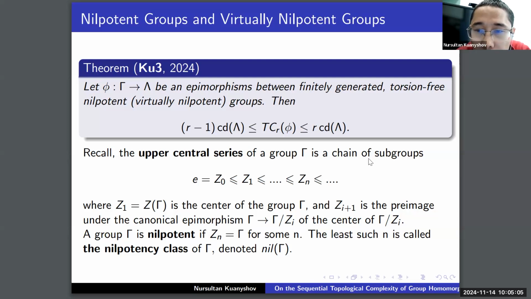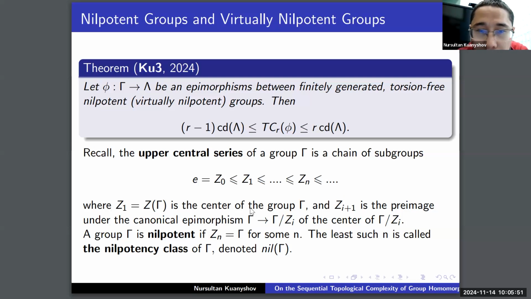It's a chain of subgroups that starts with the identity and is built recursively. So Z1 is the center of this Gamma, and we can define Z_{i+1} as the pre-image, under the canonical epimorphism, of the center of the quotient group. And we say Gamma is nilpotent if this chain terminates for some n. Then the least such n is called the nilpotency class of Gamma, denoted nil. From this definition we can see that an abelian group is a nilpotent group with nilpotency class 1.